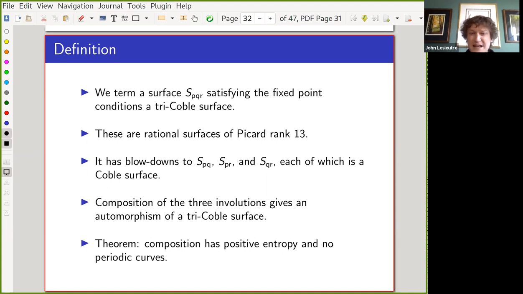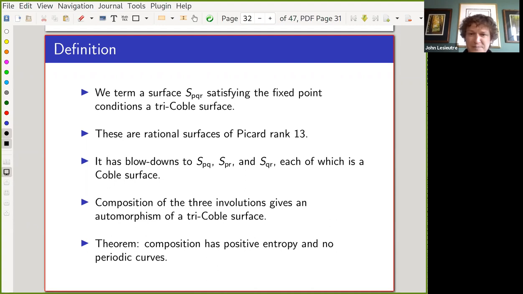That means that the blow up SPQ, because there's that tangent thing, is a Coble surface. So I'm asking that this is a cubic surface blown up at 6 points. It has 3 different contractions down to different Coble surfaces. If I just blow up the P and Q points, that's a Coble surface. If I just blow up the P and R points, that's a Coble surface. If I just blow up the Q and R points, that's a Coble surface.